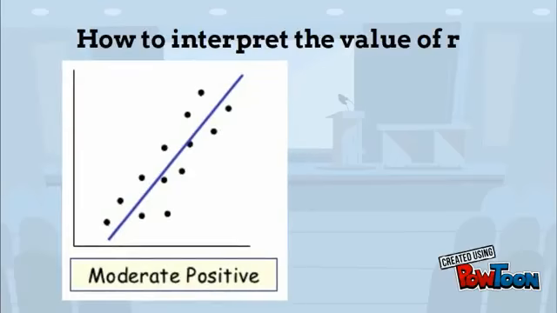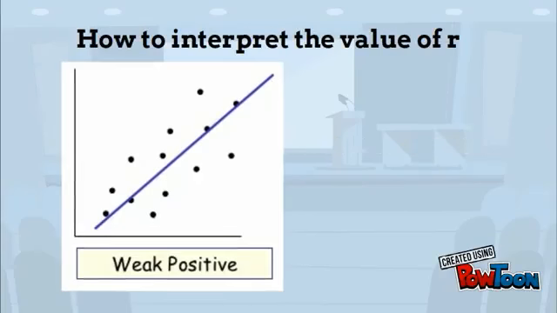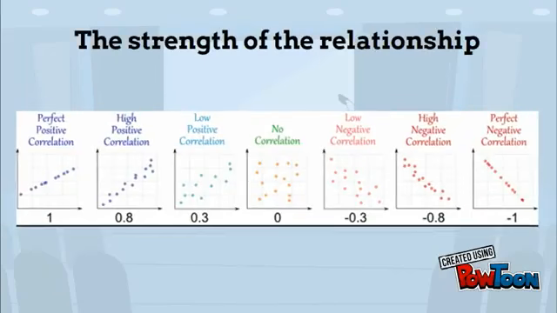If the points basically cluster around the line but are more scattered, then the relationship is a moderate relationship, and R is between 0.5 and 0.8. If the points are very far from the line, then the relationship is a weak relationship, and R is closer to 0. In conclusion, this is a guideline to interpret the strength of the relationship.